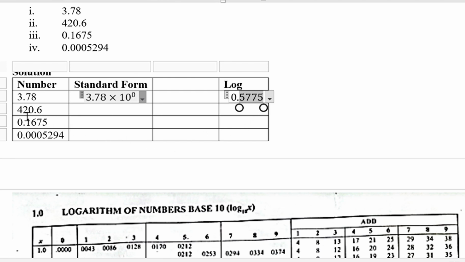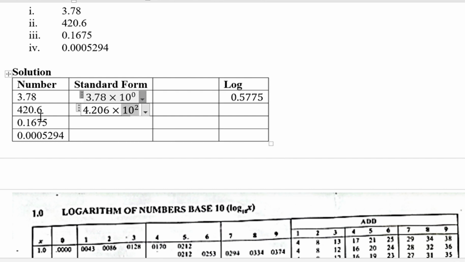The second number is 420.6. When we write it in standard form, we need to move this decimal from here to here. So the new number after moving the decimal will be 4.206, then times 10 raised to power 2. Why 2? Because the decimal was here and we have moved it to this position, and in so doing we have skipped 2 digits, so we have power 2. This power 2 here becomes the characteristic of this logarithm. So the logarithm for this number will be 2 point something.